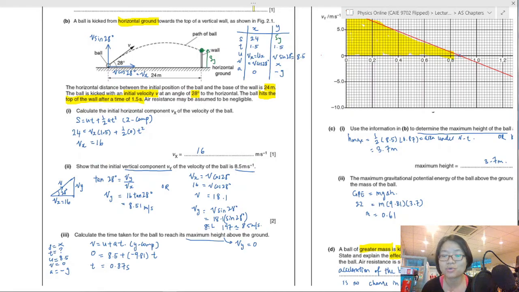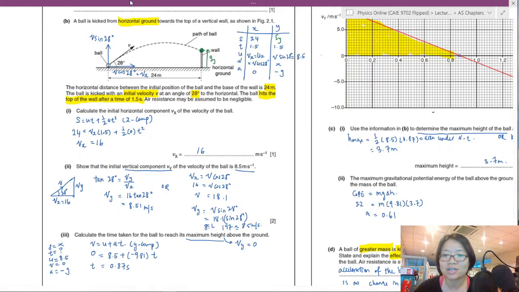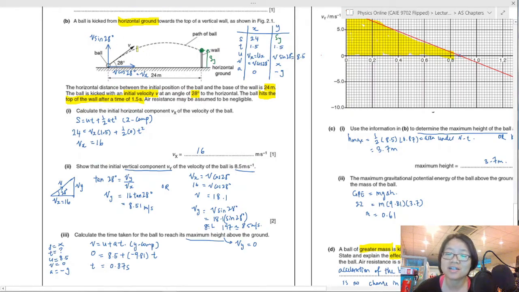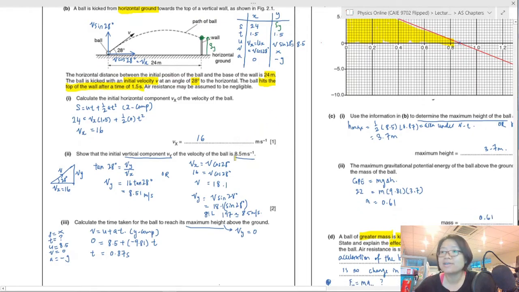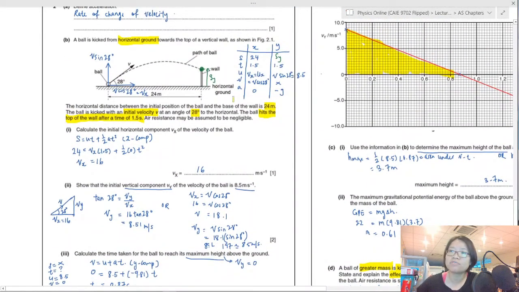And then I will ask another question. Where should I put another wall such that the ball will hit it at the same height? I'll ask these kinds of questions just to see whether students understand or not. So, think about it. How do you find the height of the wall?